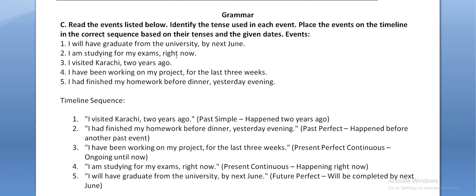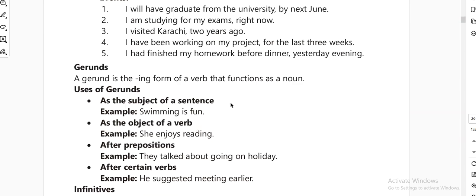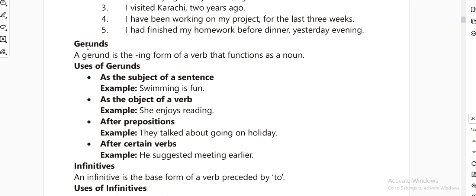Okay, so you have seen that I have rearranged these 5 sentences in timeline sequence. And along with them, in the brackets, you can see the type of tense they are in. Okay, so let's move next. The next topic of grammar is gerund.